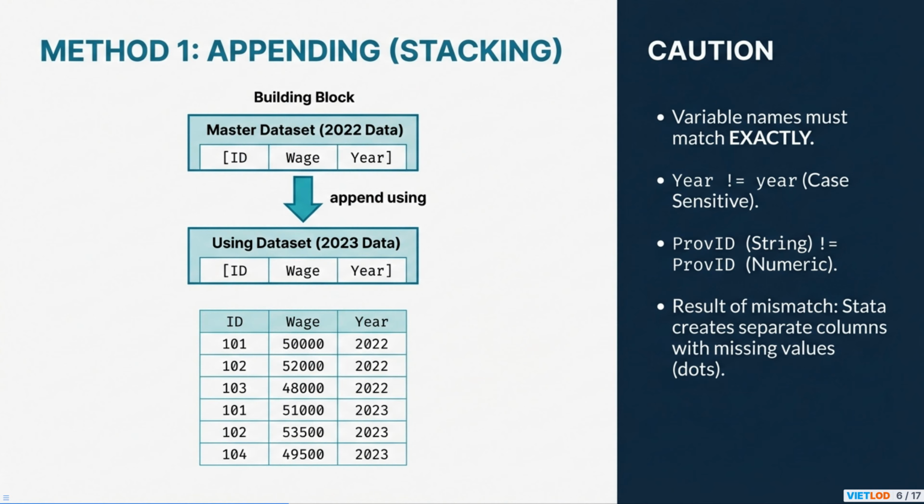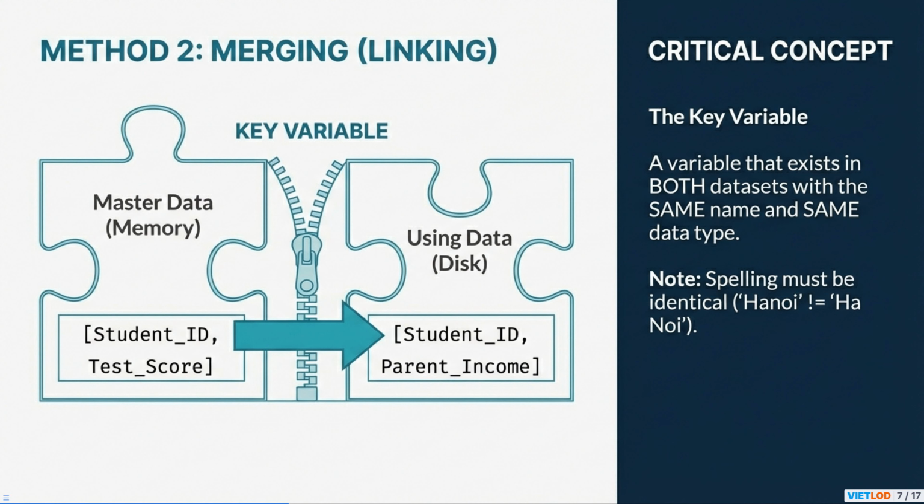If there is a mismatch in variable names, Stata will not produce an error. Instead, it will create separate columns for the mismatched variables, resulting in many missing values, which can corrupt your analysis. For example, if you have data 2022.dta with variables ID, wage, and year, and you want to append data 2023.dta, but the year variable in the 2023 file is accidentally named Year, with a capital Y, after appending you will have two columns, year and Year, each with half its values missing.